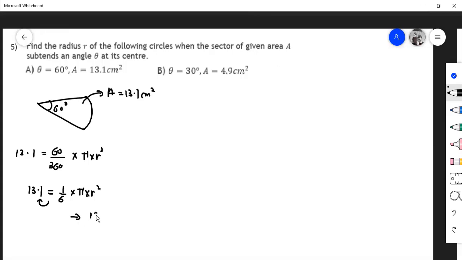I'll skip here a bit. 13.1 times 6 divided by pi equals r square. You can press it in the calculator: 13.1 times 6 divided by pi, I have 25.0 something, and then you square root the answer, you're going to get exactly 5. So your radius is just 5 cm.